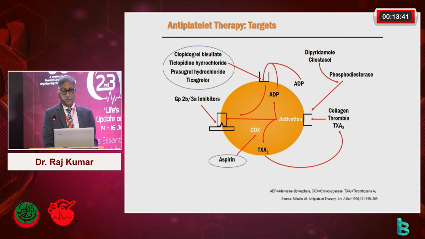Aspirin mechanism, you all know how it works: by the cyclooxygenase pathway, it suppresses thromboxane A2. Then others are clopidogrel bisulfate, ticlopidine and prasugrel, and the latest one is ticagrelor. You all know that they inhibit the P2Y12 receptor at the surface of the platelets. And others are dipyridamole and cilostazol. They are the phosphodiesterase inhibitors.